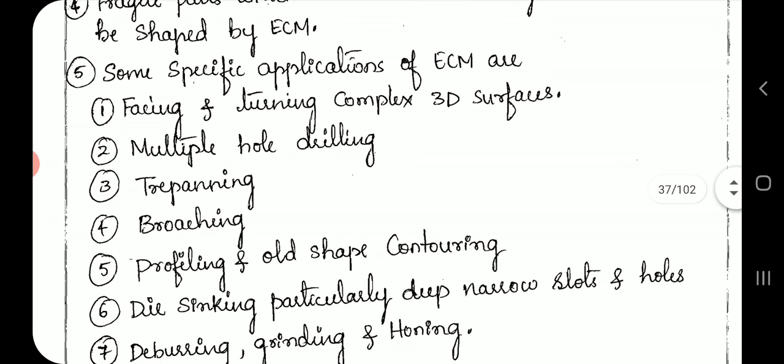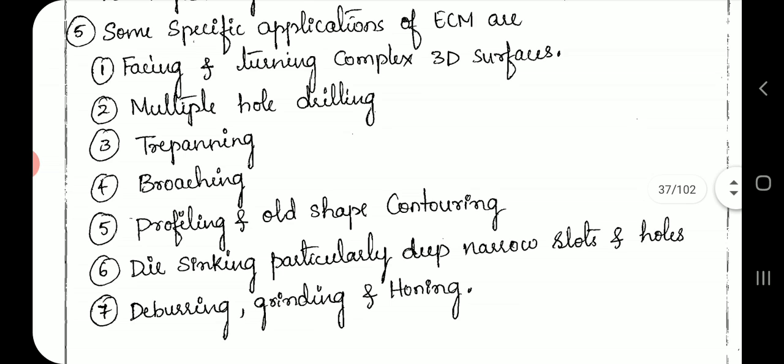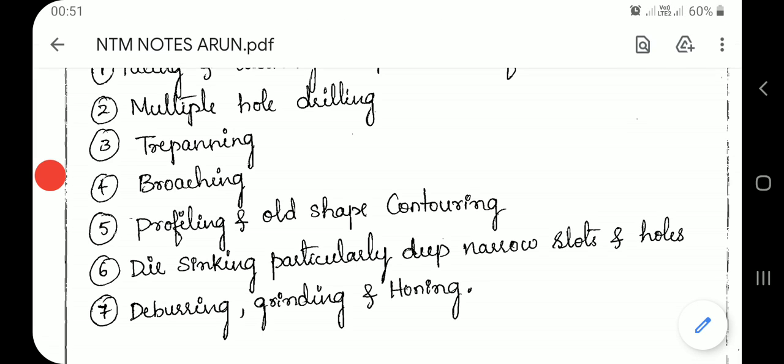Some specific applications of ECM are facing and turning complex 3D surfaces, multiple hole drilling, trepanning, broaching, profiling and shape contouring, die sinking, particularly deep narrow slots and holes, deburring, grinding and honing.